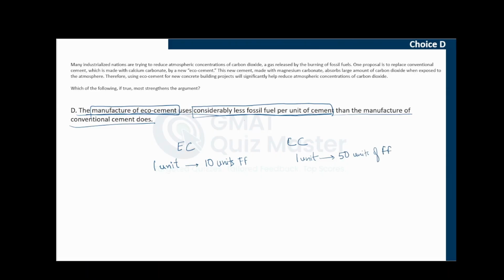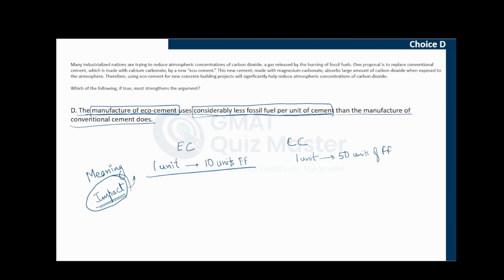Right? This is the comparison that is given to us. This is considerably less. All right, this is the meaning. Now you need to understand the impact of this choice, because in strengthen and weaken questions, the impact is very important. You will not always be given something which directly supports or weakens the conclusion. You have to understand the impact of whatever is given to you.